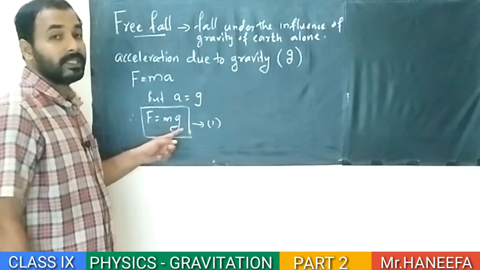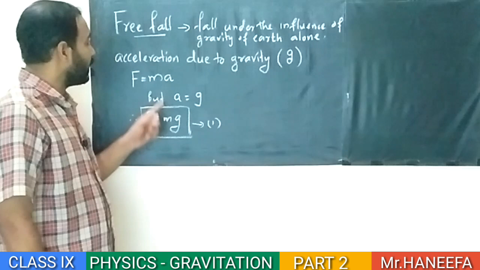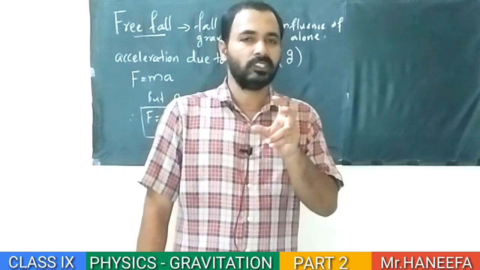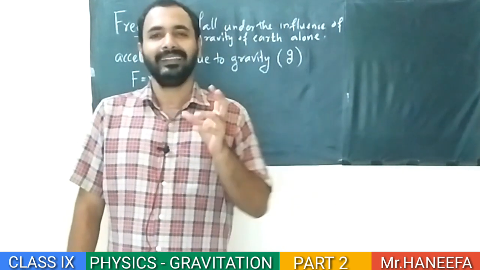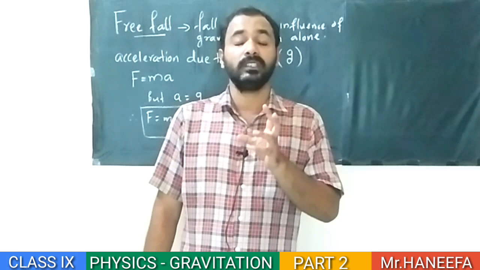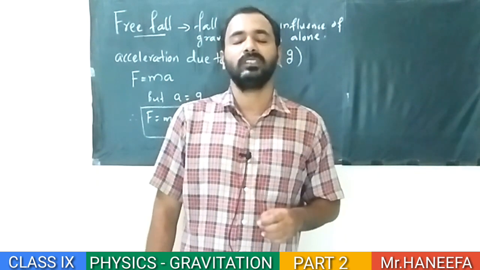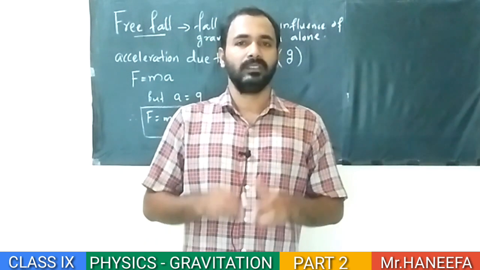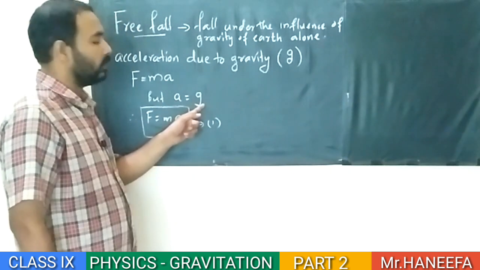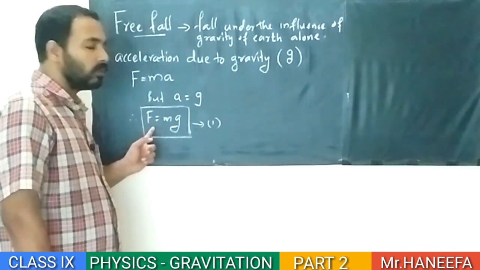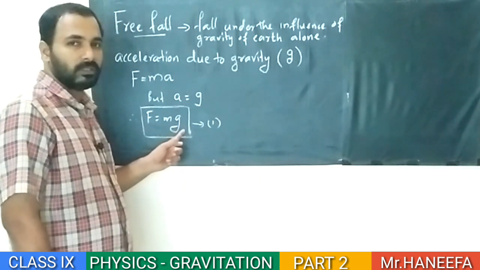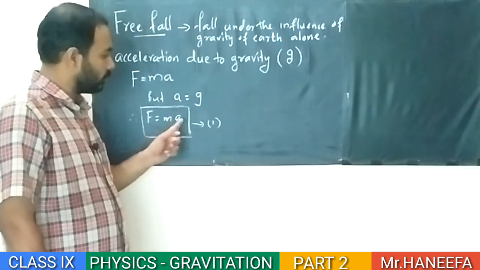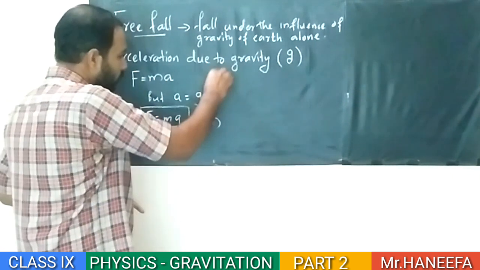This is the equation to find force in the case of free fall. We know in the case of free fall, there is acceleration. That acceleration is under the influence of gravity, or that acceleration is due to the attraction of the earth. That's why we can write a equal to g. So this equation changes to F equal to mg. What is F? Force. m, mass of the object. g, acceleration due to gravity.